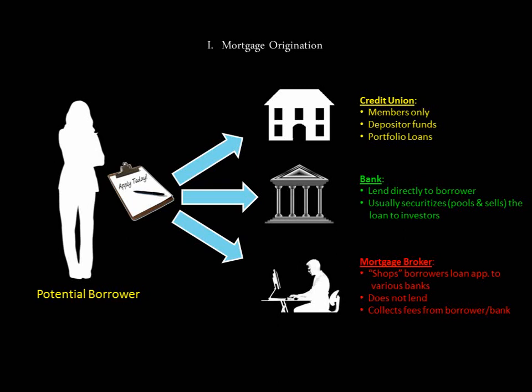Credit unions usually only lend to their members using a portion of depositor funds and hold the mortgage loans they make as portfolio loans. This means that credit unions bear the risk of borrowers defaulting on their mortgages and must maintain strict lending standards. It is these strict lending standards which have kept credit unions outside the scope of the mortgage market meltdown.